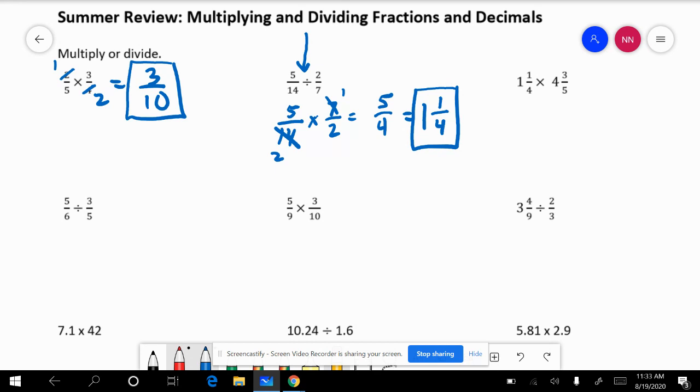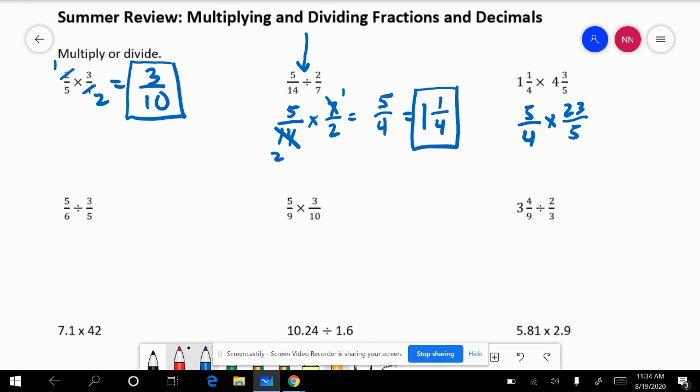Now, when we have two mixed numbers, what we're going to do is write them as improper fractions. So I multiply the 4 times the 1 to give me 4, plus 1 gives me 5. So I have 5 fourths. Then I'm going to do the same thing for the second one. 5 times 4 is 20, plus 3 is 23.